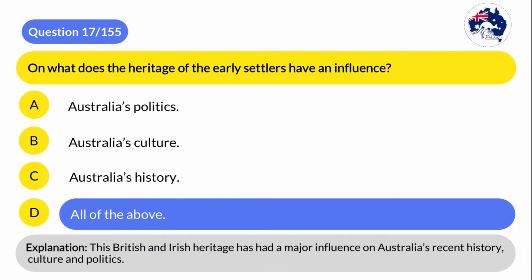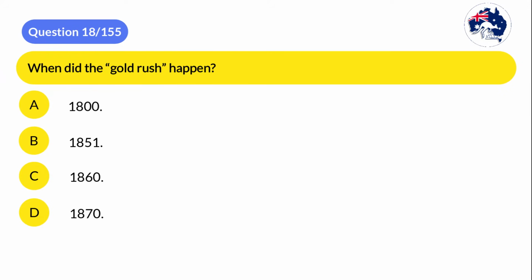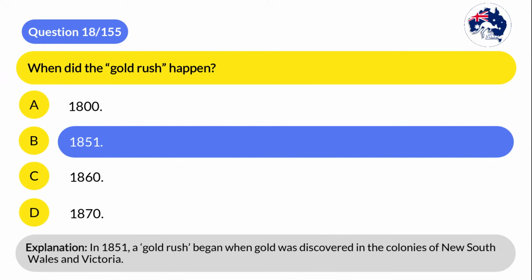and politics. Question 18. When did the gold rush happen? A. 1800. B. 1851. C. 1860. D. 1870. The correct answer is B. 1851. Explanation: In 1851, the gold rush began when gold was discovered in the colonies of New South Wales and Victoria.